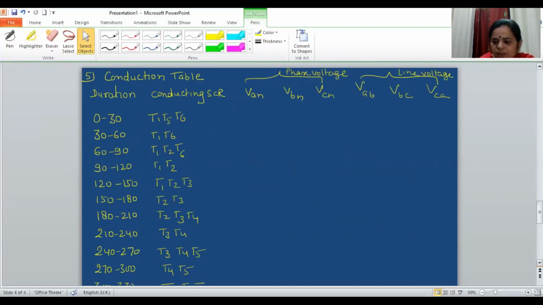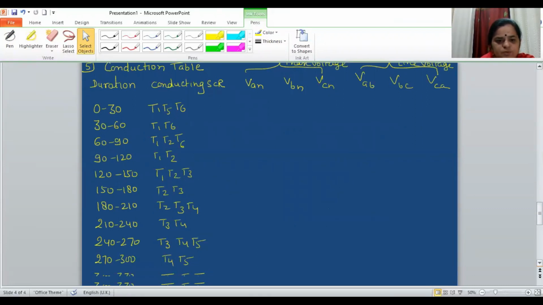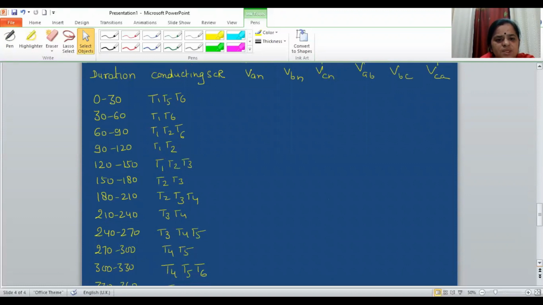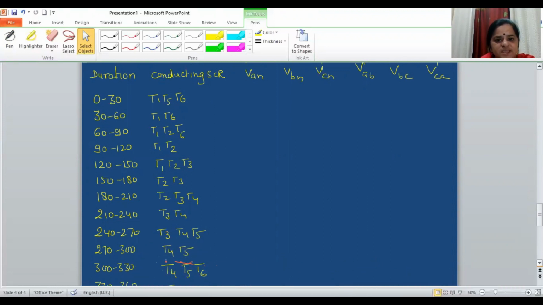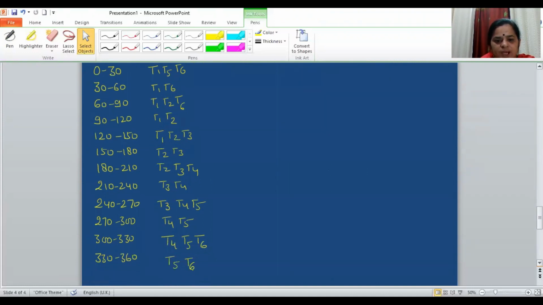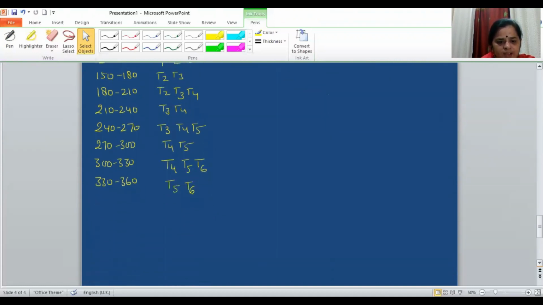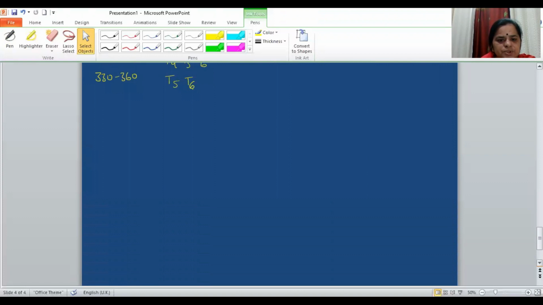Now, let us try to calculate the phase voltages. If you observe this table carefully, alternately 3 and 2 SCRs are conducting. Like 0 to 30, T1, T5, T6 are conducting, whereas 30 to 60, it will be T1 and T6. So alternately 3 and 2 SCRs are conducting. So let us try to determine the phase voltages.